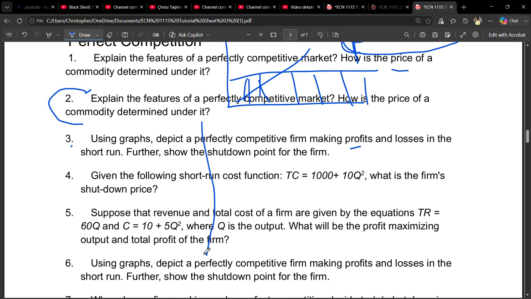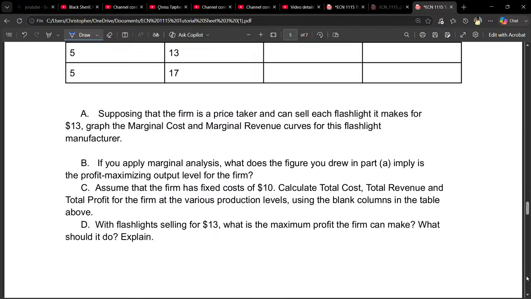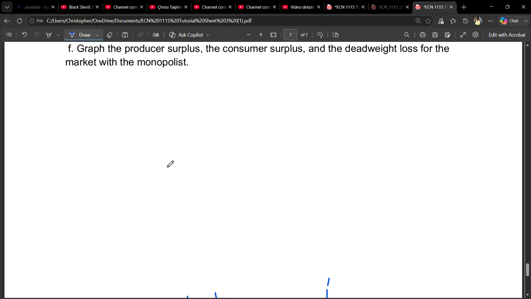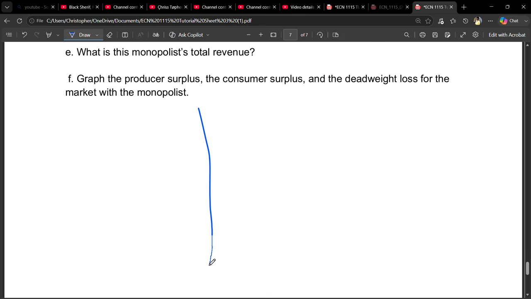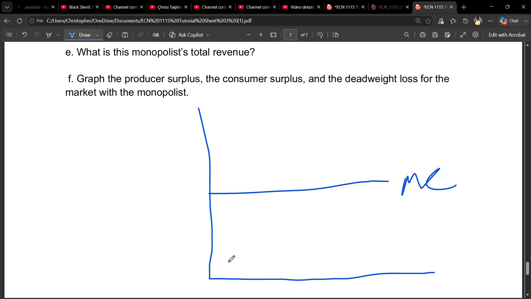If you draw your graph like this, let us draw where a firm is making profits. We have marginal revenue, I mean, sorry, we have the demand curve, because these two are the same, and the price is just the same. We have marginal cost there. Okay, so we have the short run, that's what they asked us to do.